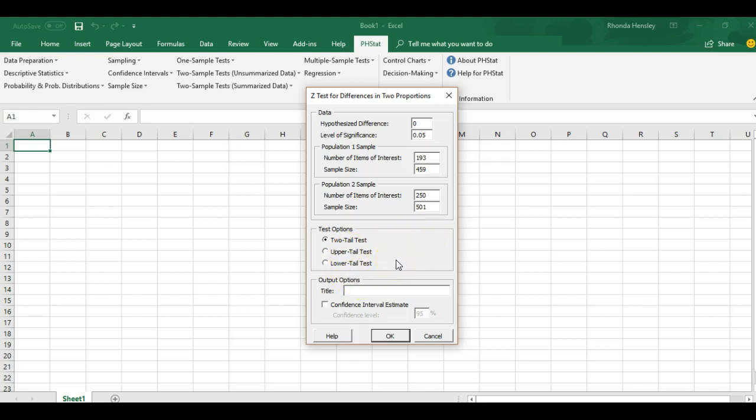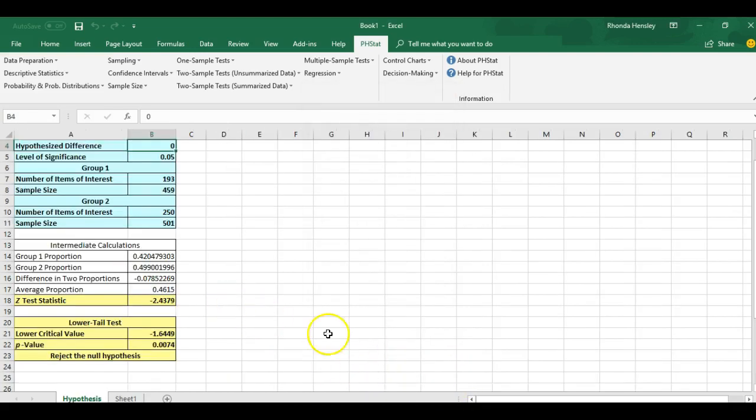And this was a lower tail test because we surmised that the proportion of the men was smaller than the proportion of the women. And I say, okay, and this is my PHStat output. So here's my z-test for the proportion, and it turns out that my p-value is 0.0074, which is considerably less than my 0.05, so I would reject the null hypothesis for this.